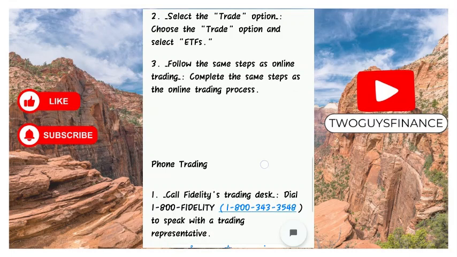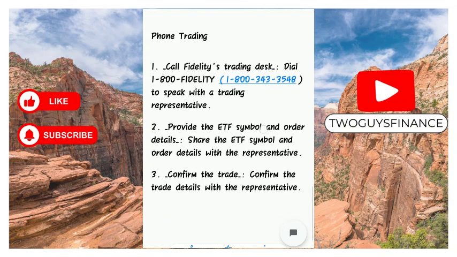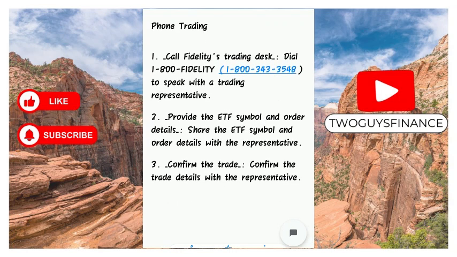Now for phone trading, what you want to do here is to call Fidelity's trading desk. The number is right there on the screen, and then that will connect you to a trading representative. Then you just got to share the ETF symbol and order details with that person and confirm the trade details, and they're going to help you to get that done.